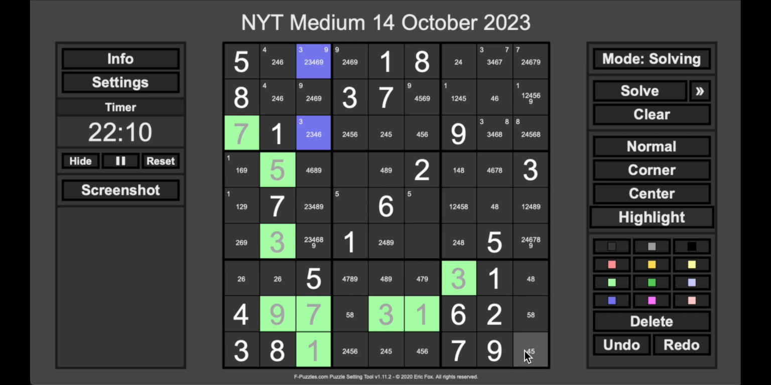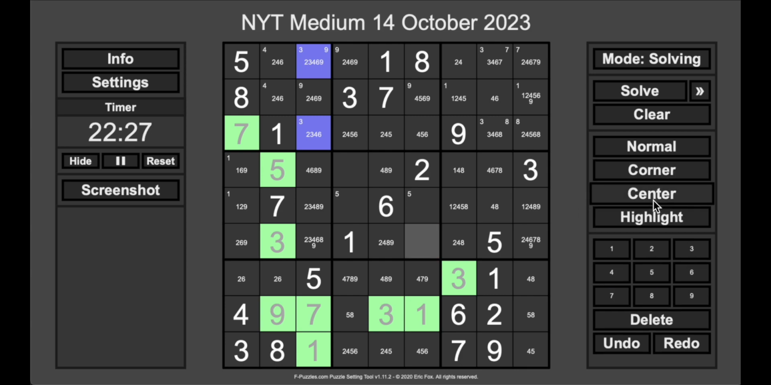I wish I knew these, but I don't. Let's see, this one isn't 1, 2. Is not 1, 2, 3, 5, 6, or 8. This one isn't 1, 2, 6, 7, or 8.